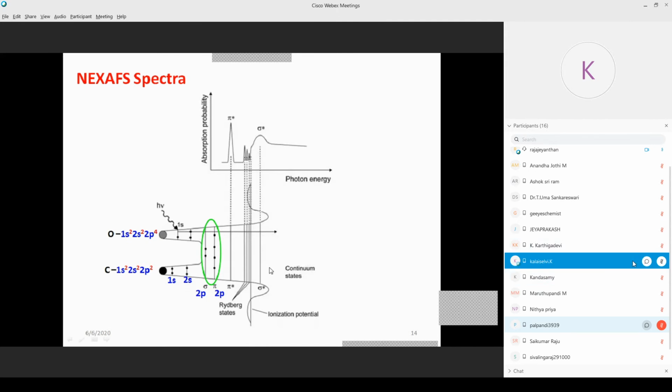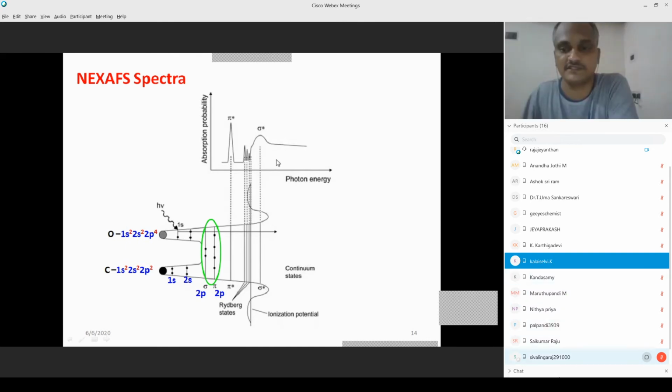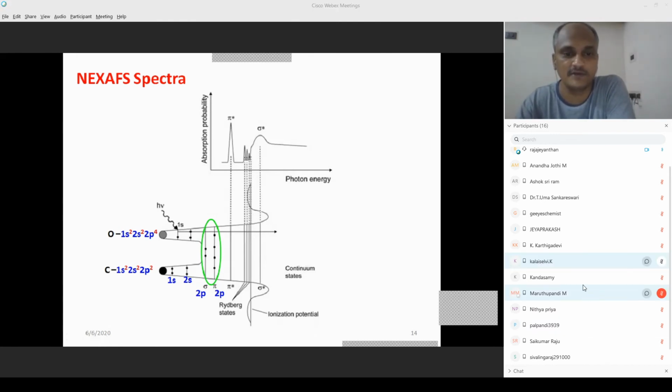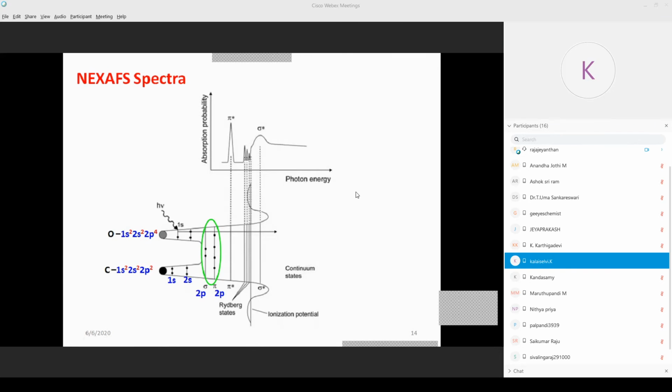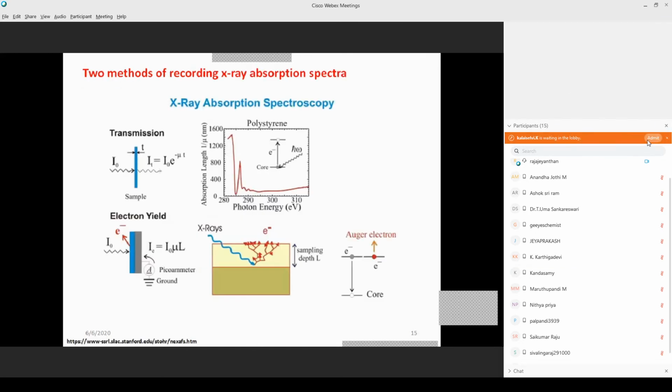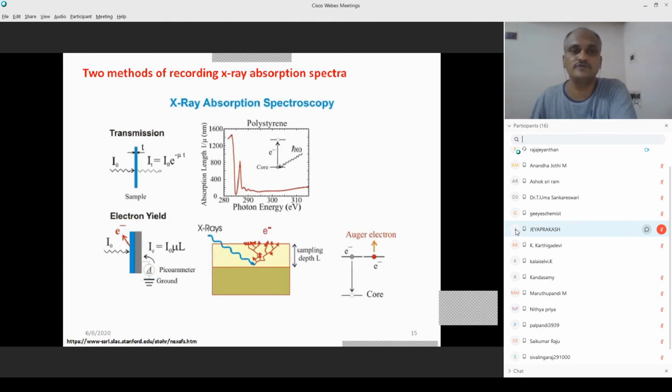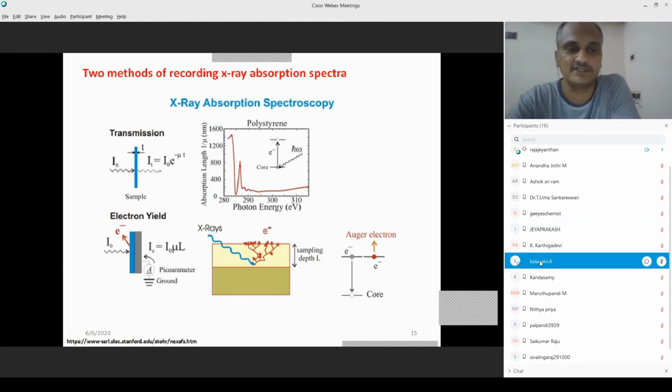Okay. So next we will have an excitation called sigma to sigma star, which is a very broad excitation. This is an ideal spectrum of carbon monoxide. Two types of these X-rays can be monitored in two ways. One is called transmission mode, and another one is called electron yield mode.